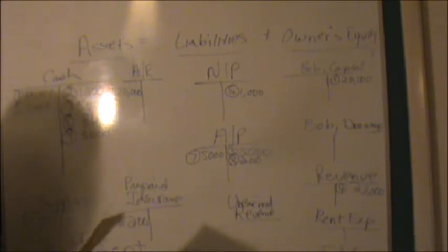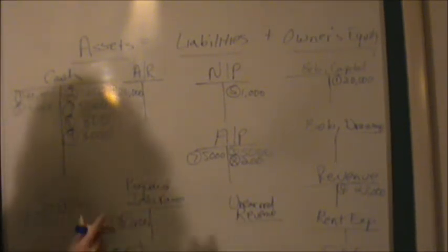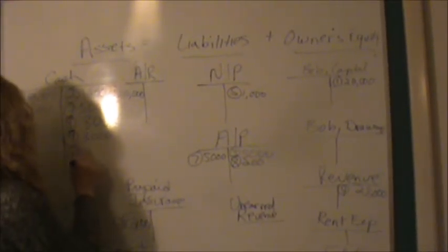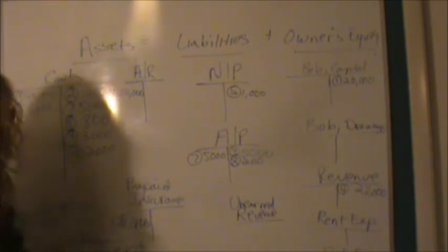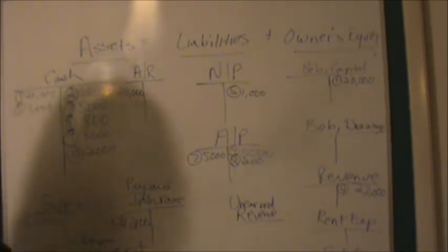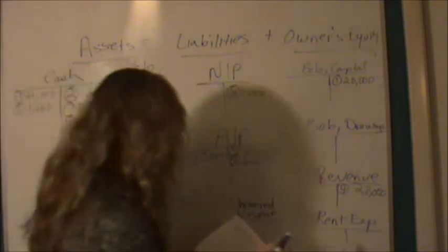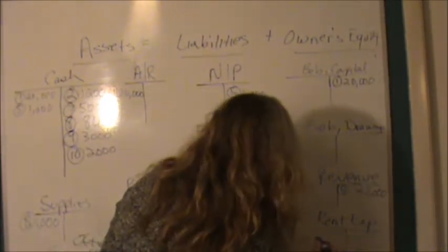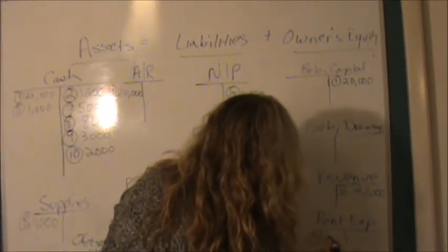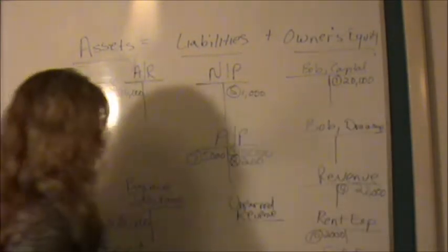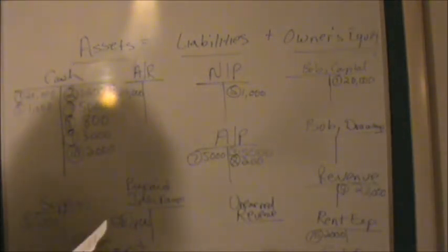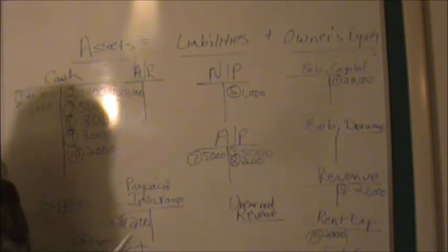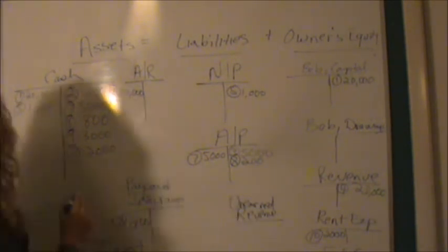Okay, the next thing we're doing is we're going to pay office rent of $2,000. So again, we have to credit cash, paying it with cash. We're going to have to debit rent expense for $2,000.